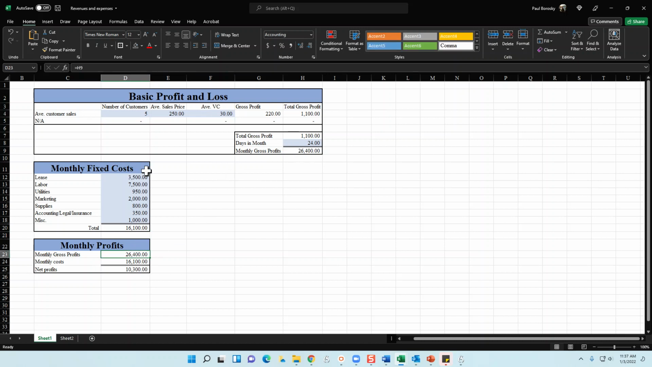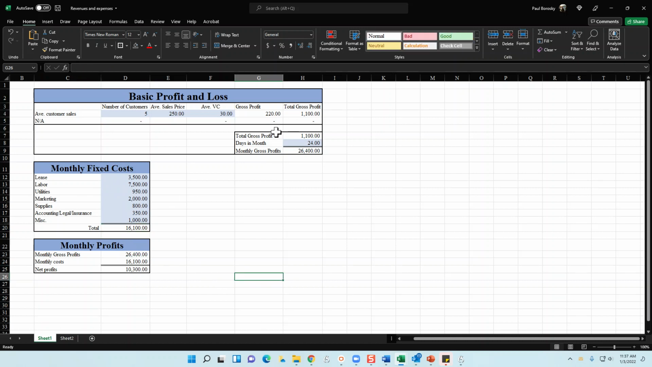Next up is going to be your monthly fixed cost. What is going to be your lease, your labor, your utilities, your marketing, supplies, legal, accounting, insurance, and miscellaneous, the catch-all, and I'll make the catch-all $1,000. So based on these expectations right here, I'm estimating that the monthly fixed cost will be about $16,500, labor included. I'll then tie that down here by saying equal D20, which is the D20 right here.